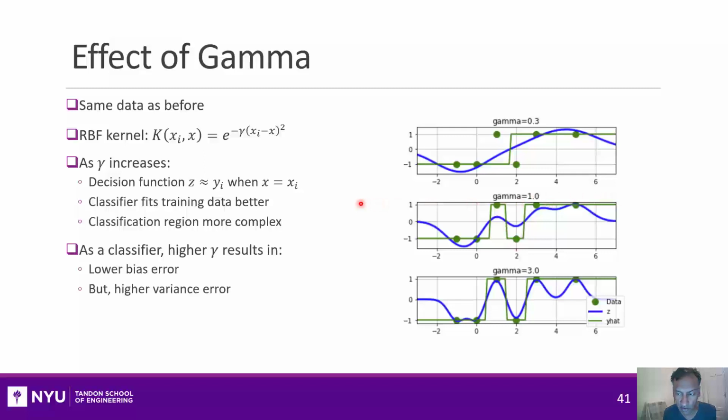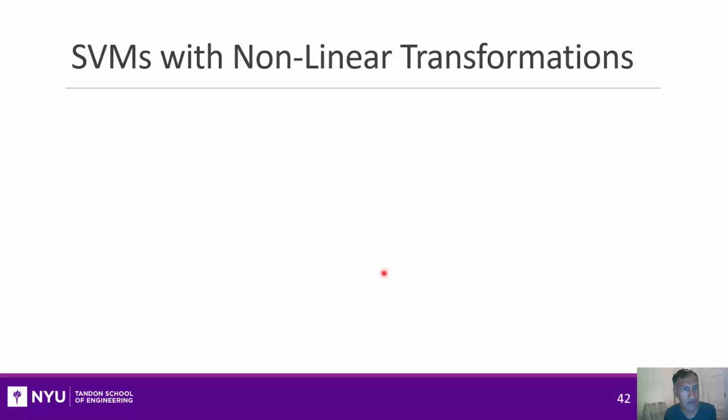So as a classifier, if we did kernel classification, increasing gamma would result in a lower bias error because it can fit the training data, but a higher variance error. I'm not going to be talking much about kernel classifiers, so this is not super relevant at this point, but I just want to make that point clear because a similar property will happen with SVMs. All right, now that we understand kernel classifiers, we can look at what happens with their relation with SVMs.